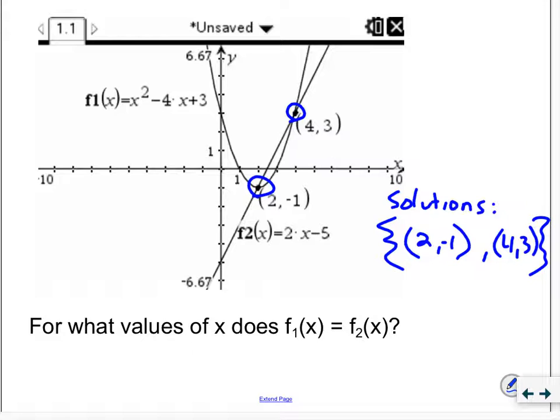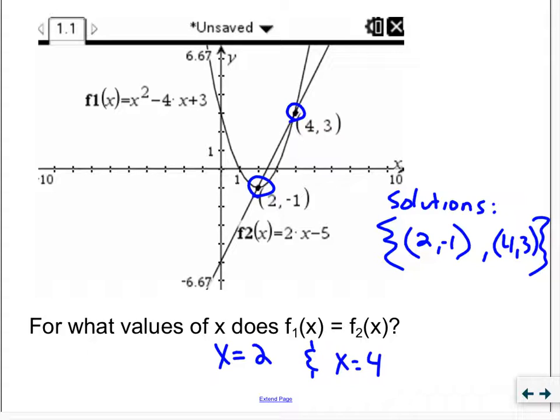But check out this question. For what values of x does function 1 equal function 2? Yeah, so we want the x values. So what values of x? So when x equals 2, the functions are equal. And also when x equals 4, the functions are equal. So that's really what we do. We just plop it into our calculator and go.